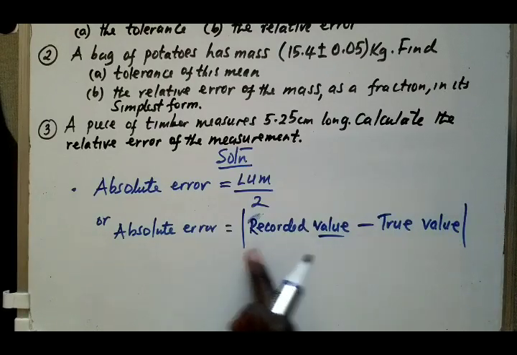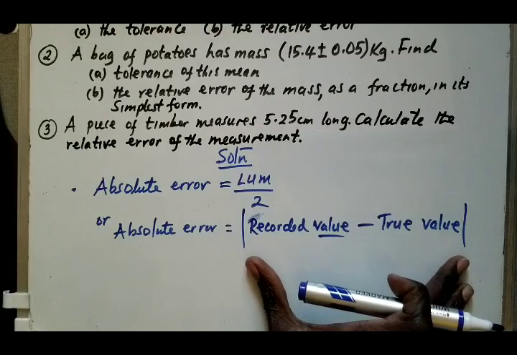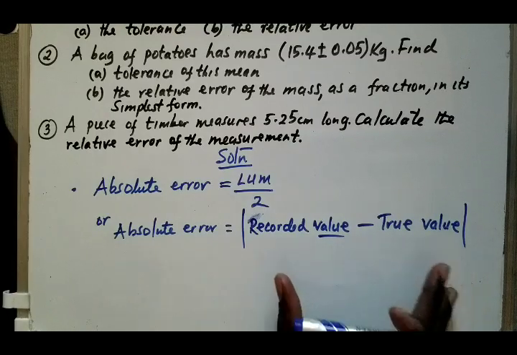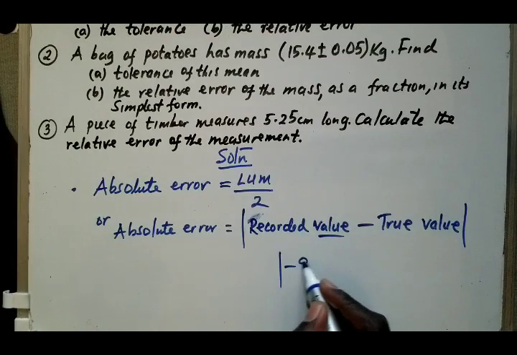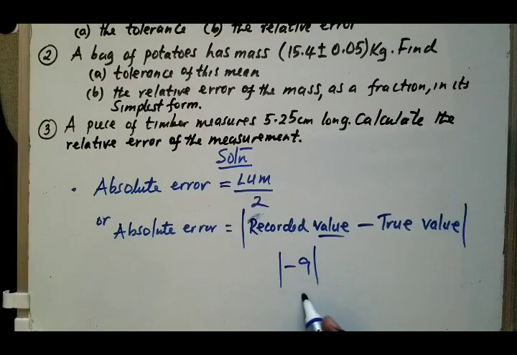So you have the modulus, meaning the answer may sometimes be negative. If you have a -9, because of the modulus, it means that the final answer is going to be positive. So you can use either method, and that will help you to find the absolute error.